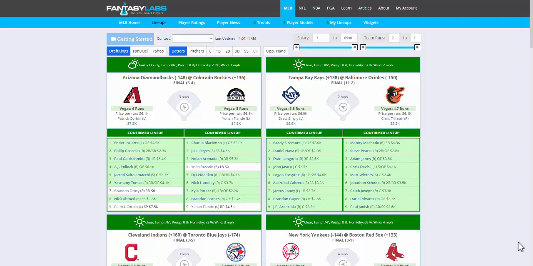I'm on the lineups page for MLB here at FantasyLabs and going to do a quick walkthrough of how to use this and how I use it in a given slate of baseball. So we have a few changes to this from last year. We're really going to be placing a large emphasis on getting these lineups in as quickly as possible.